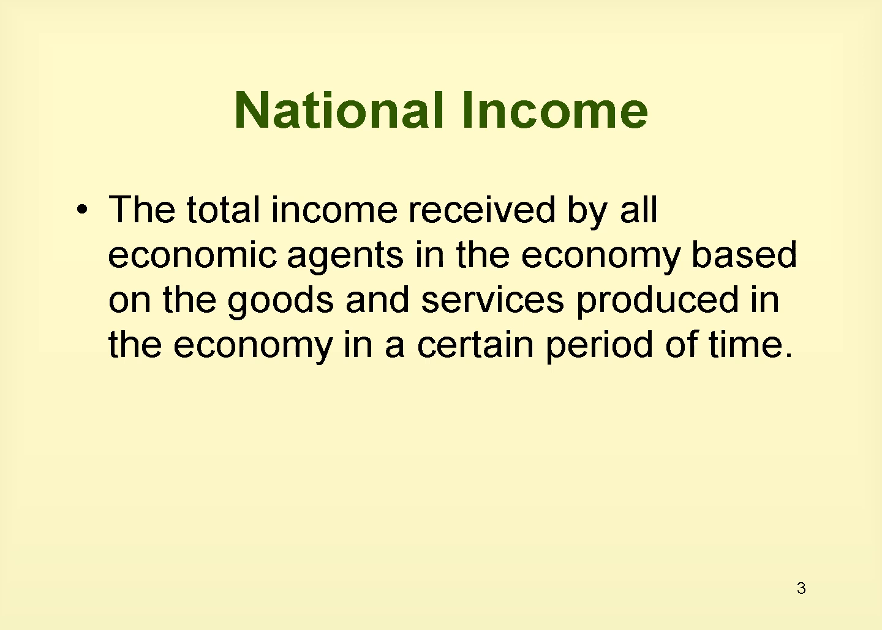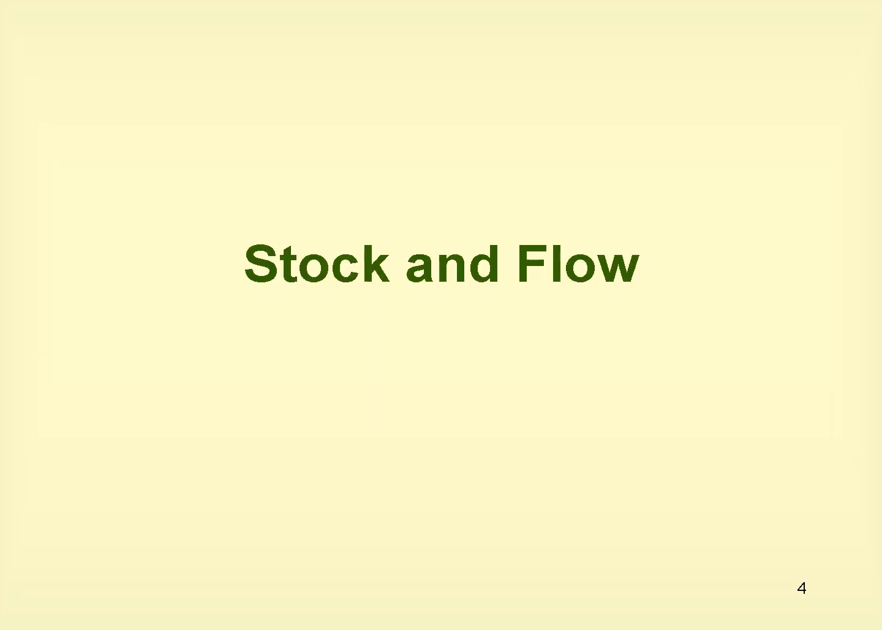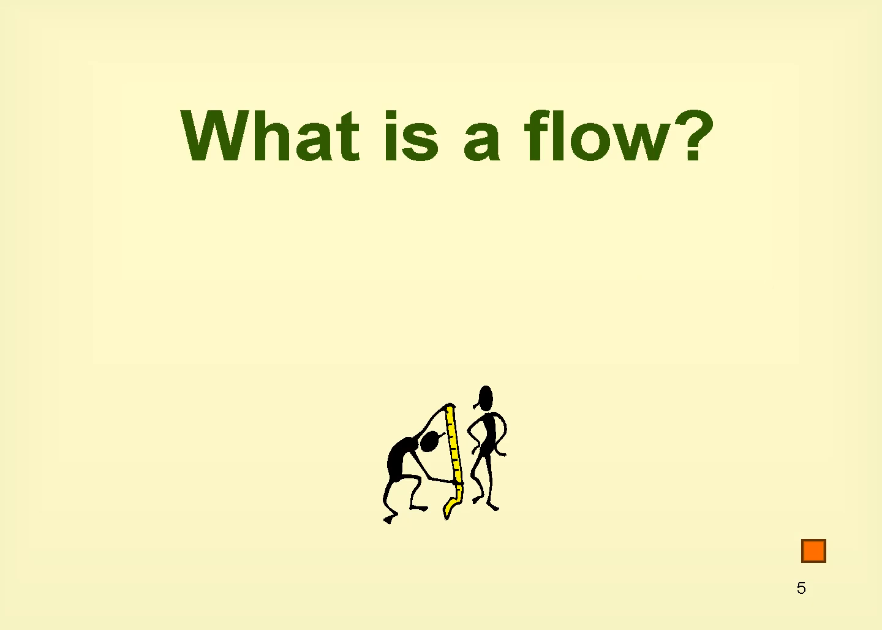Okay, this is more specific. National income is the total income received by all economic agents in the economy based on the goods and services produced in the economy in a certain period of time. So it's an income received by all economic agents.